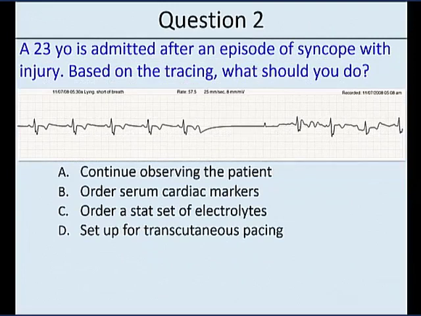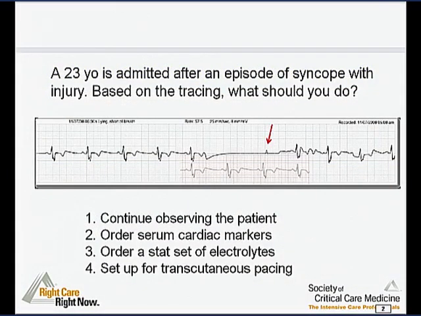All right, second question. A 23-year-old is admitted after an episode of syncope, and he's injured himself in so doing. We usually gauge syncope's importance as whether they injured themselves or not. A lot of teenagers are always having syncope, and they get out of school that way. A hundred episodes of syncope, never injure yourself. But this is a different one where we're injuring ourselves. Based on this tracing, what should we do? Continue observing the patient, order serum cardiac markers, get a set of electrolytes, or set up for transcutaneous pacing? Please vote.